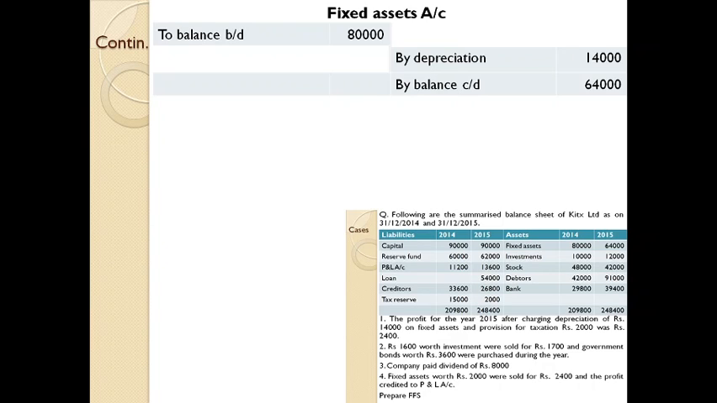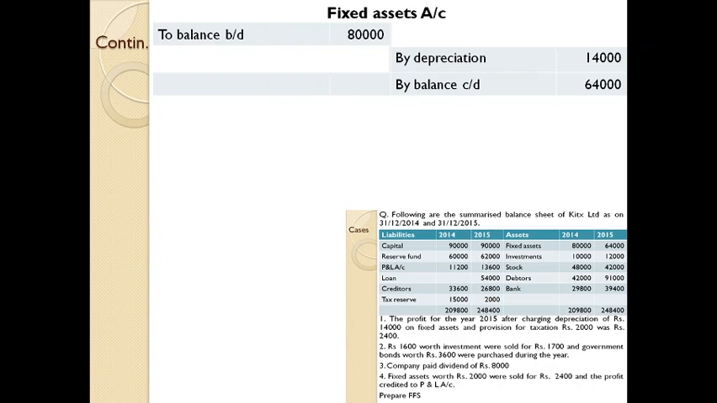fixed asset worth rupees. Since we are preparing fixed asset, just go through the various information, because sometimes some information regarding the fixed asset might be given in the coming points. Here in the fourth point is that the fixed asset worth rupees 2,000 were sold for 2,400. Since we are preparing fixed asset account, we are considering this additional information. Here costing rupees 2,000 was sold for 2,400. So it is a profit on sale.